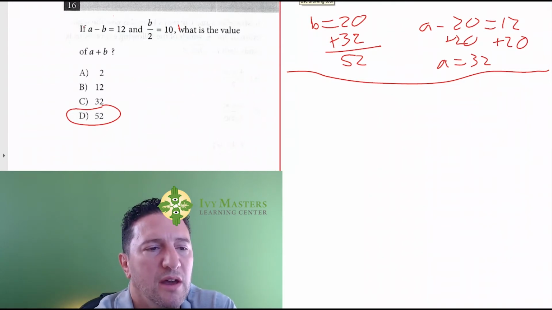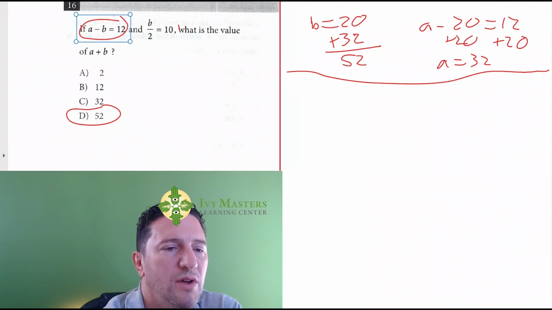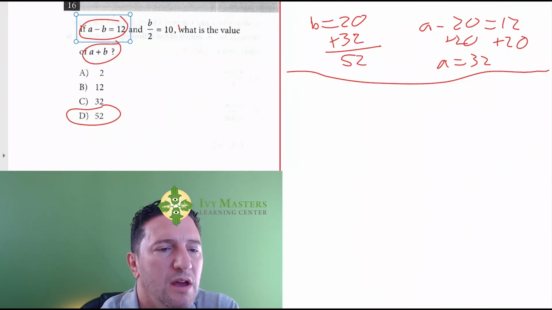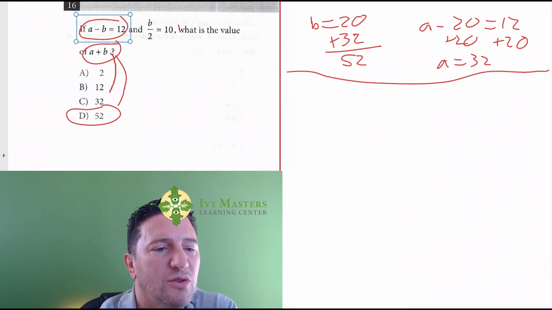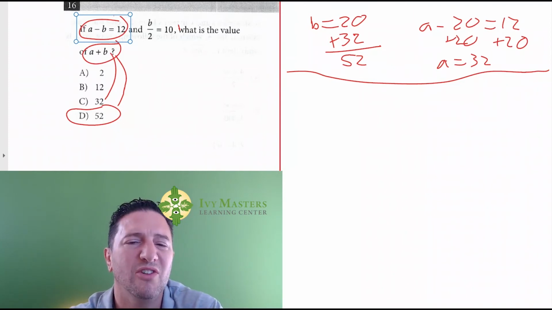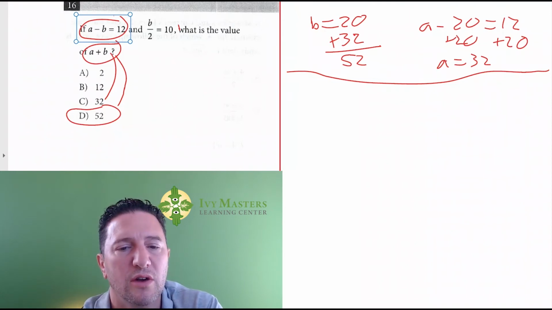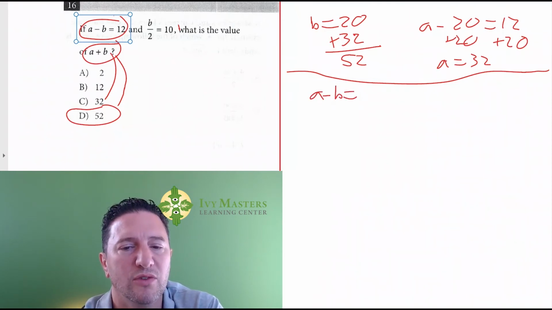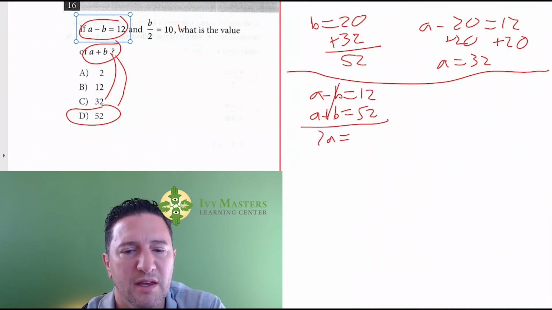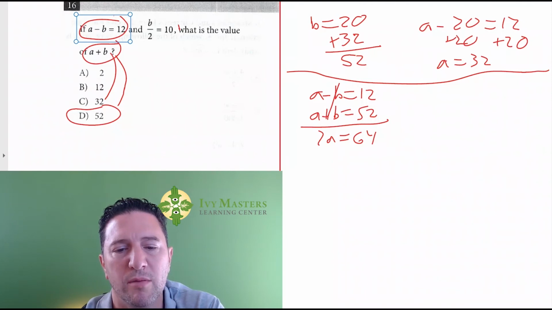But if you had no idea how to solve this, a minus b equals 12, the question is what's a plus b? So what I could do is test out the answer choices doing a system of equations. I'm just going to test it out with the correct answer, and we'll see how that would work. So if a minus b equals 12, and the question is what's a plus b, you can make a plus b equal 52. And then when you add it down, these cancel, you get 2a equals 64. Divide both sides by 2, a would equal 32.